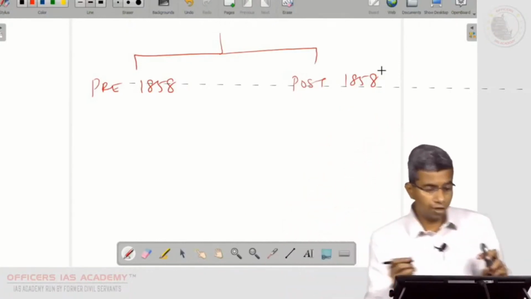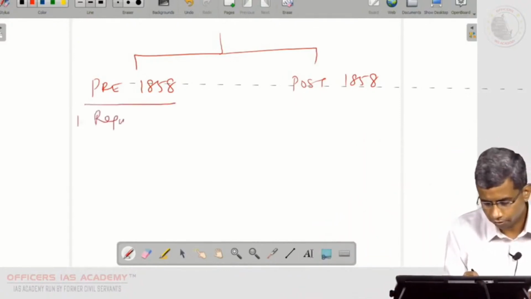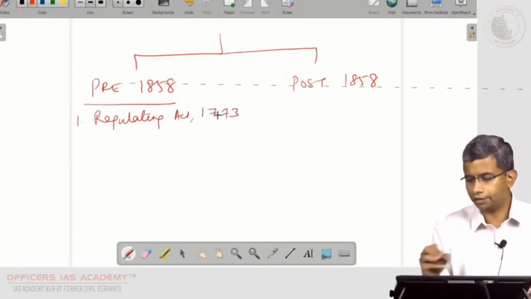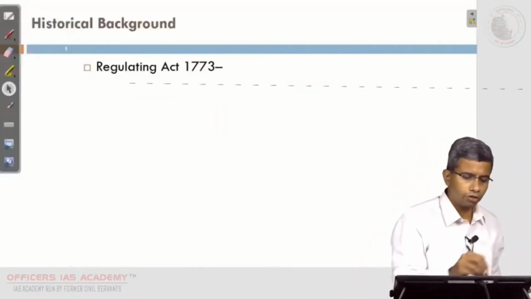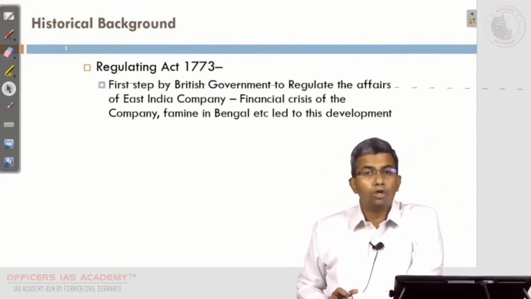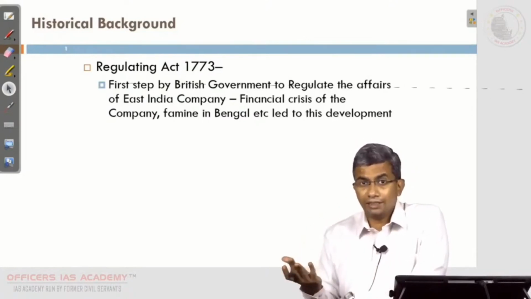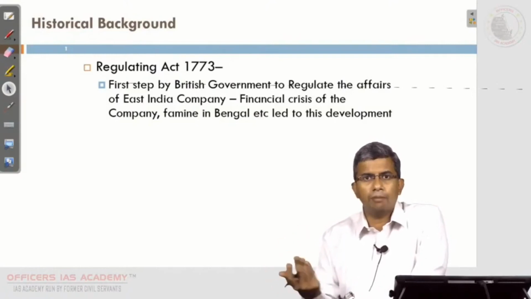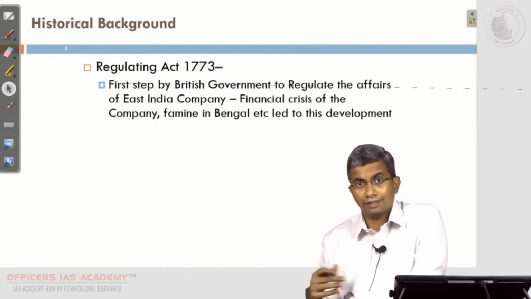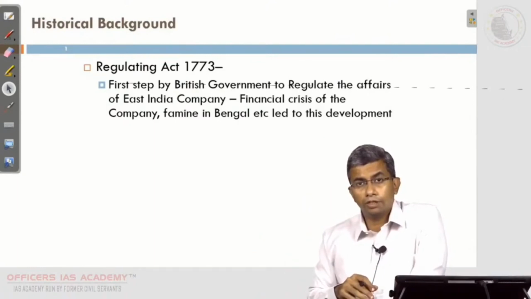So pre-1858, what was the first act that came into being? The Regulating Act of 1773. What is the importance of this Regulating Act of 1773? It was the first step by the British government to regulate the affairs of the East India Company. The company was acting on decisions taken by its board of directors, but the British government felt there was a financial crisis in that company. The company had asked for some £2 million, if I am not wrong, as a loan from the British government.